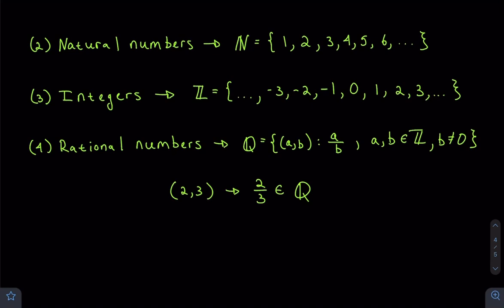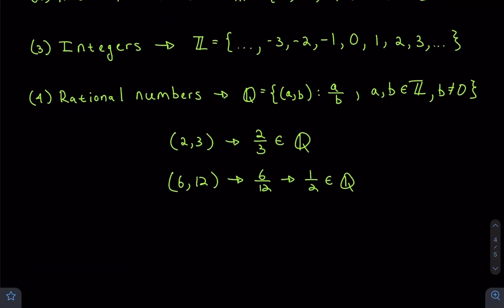Or if I pick the numbers 6 and 12, I know that 6 over 12, which simplifies to 1/2, is also going to be in the rational number set. We will always be simplifying if we can, and that final simplified ratio is the element that is going to be in the rational number set. If I pick the point (3, 1), then 3 over 1, which is just 3, is also going to be in the rational number set.